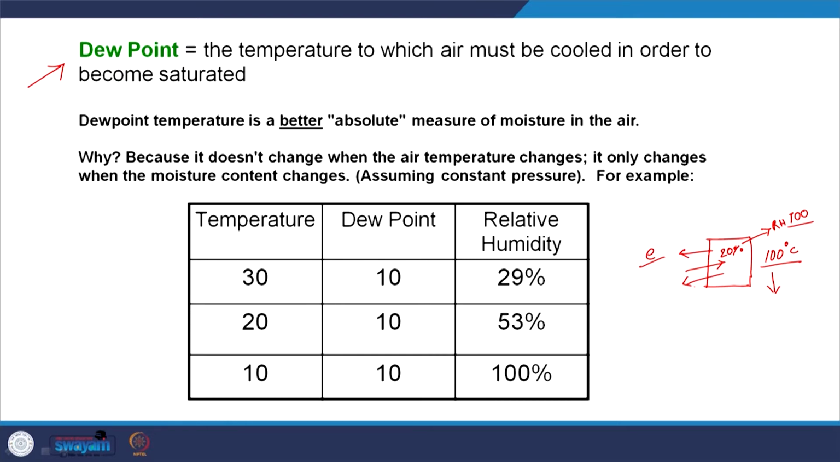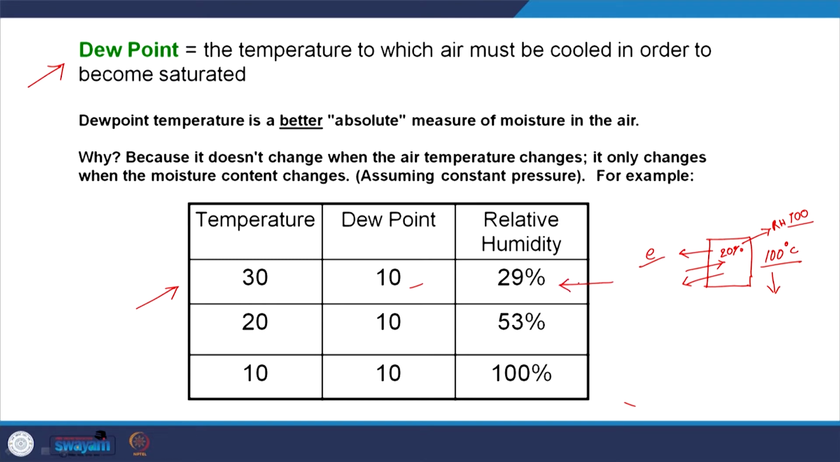For example, when the temperature is 30 degrees, the dew point is 10 degrees. So for this air parcel, by maintaining the same pressure, you are not adding any gas or any moisture content. Now, at this point, the relative humidity is just 29%.